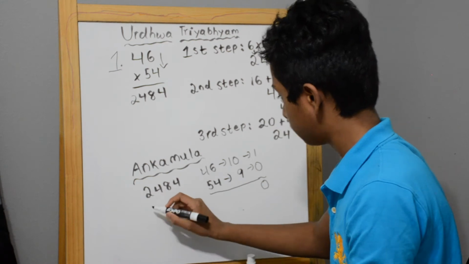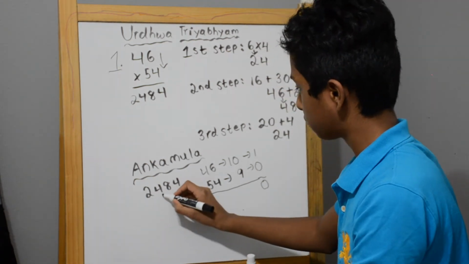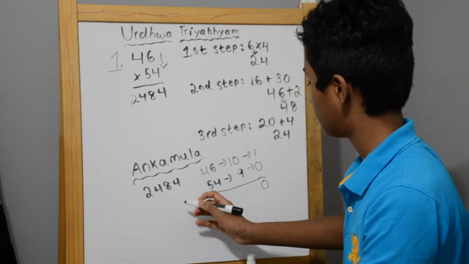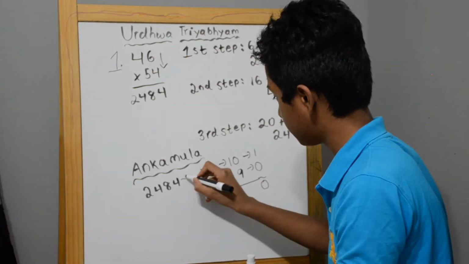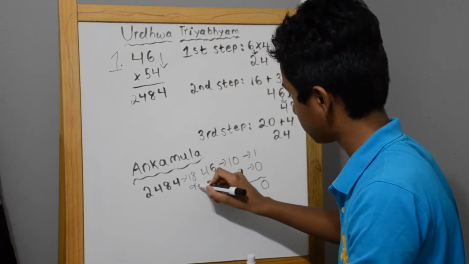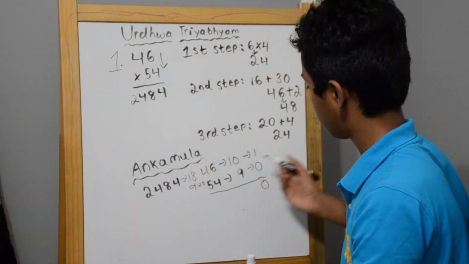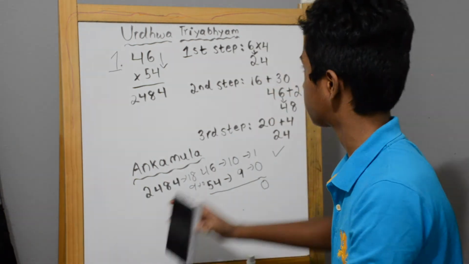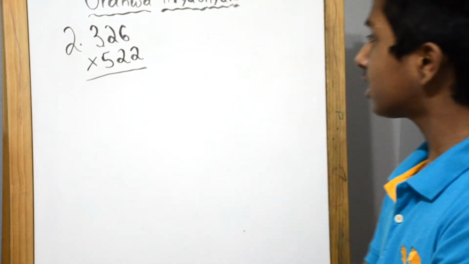So 2484. 2 plus 4 is 6. 6 plus 8 is 14. 14 plus 4 is 18. 1 plus 8 is 9, which counts as 0. And there we have it. My answer is correct. Let's move on to the next question. Let's take the second example.